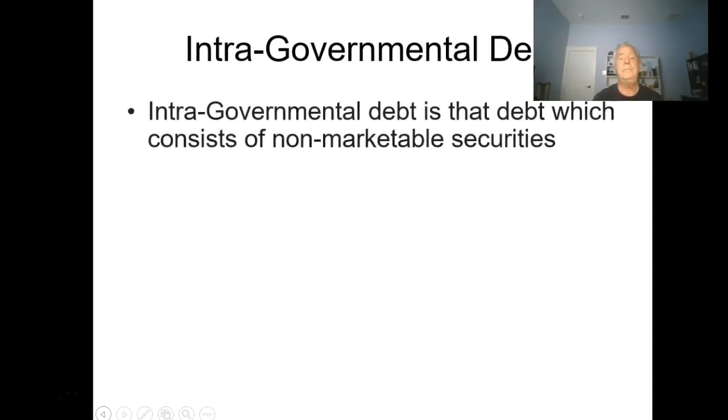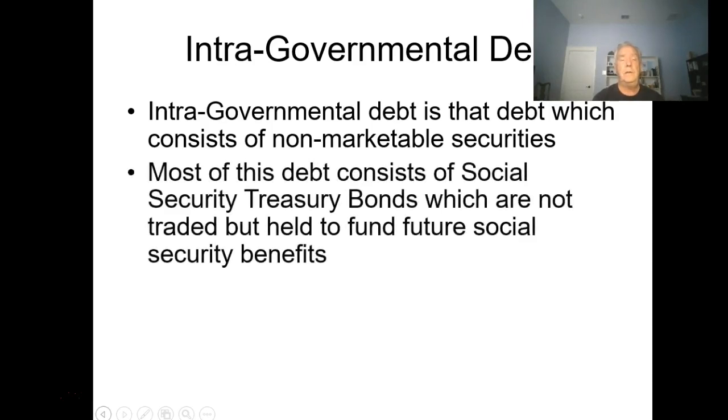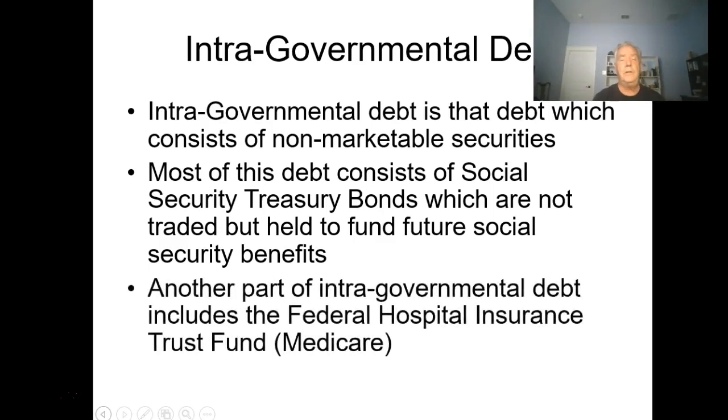Intra-government debt, what's that all about? These are non-marketable securities. Intra-government debt is part of the national debt, but it's money that's owed to us through Social Security and Medicare. And this is Social Security Treasury bonds. They're part of the debt, and they're held to fund future Social Security benefits. We talked about that when I gave you that presentation on how Social Security works and where the money comes from and where it's going. So another part of the intergovernment debt is Medicare. So Medicare and Social Security account for most of it. The Social Security system is in pretty good shape relative when you compare it to Medicare. Social Security started a lot earlier than Medicare, and we're contributing a lot more to it than we are to the Medicare system.